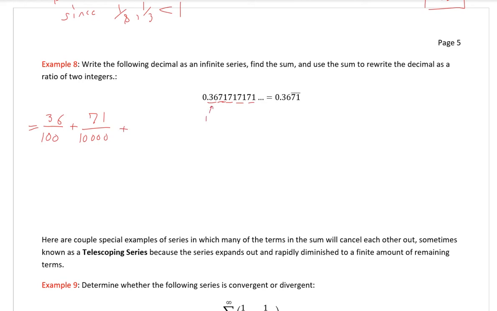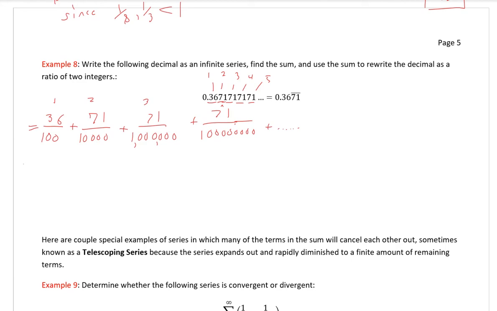The third one would be 71 over another two zeros here, so that's over 1,000,000. And I keep going on like this, etc., etc., etc. So that's how I'd be expanding on that.